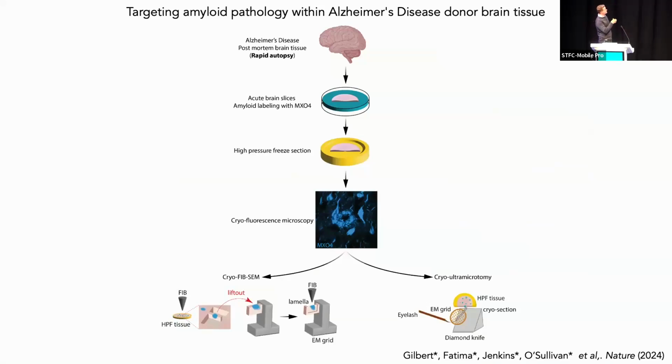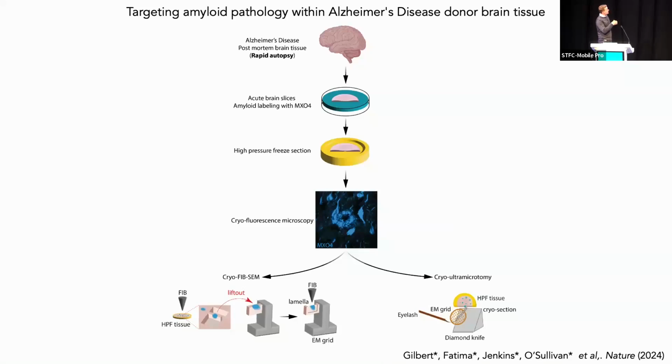So we start by receiving frozen post-mortem human brain tissue from the Netherlands Brain Bank. And this is frozen by rapid autopsy. So within a few hours, a piece of that brain tissue is frozen. It's then shipped to us. We thaw it to room temperature, and we prepare acute slices of the brain tissue using a vibratome. These are approximately 150 microns in thickness. And then we incubate the brain slices in a fluorescent amyloid dye, methoxy-X04, to label the regions of amyloid pathology.